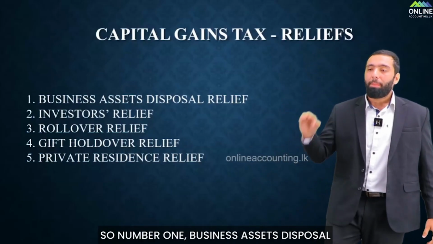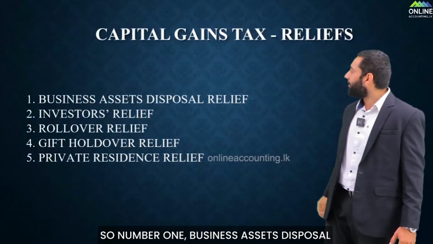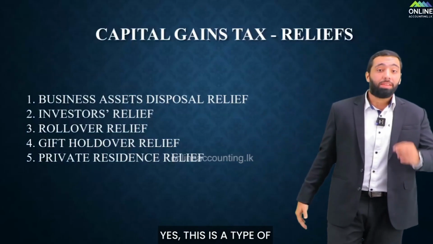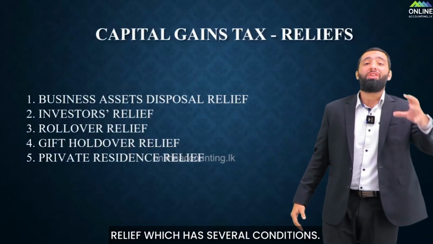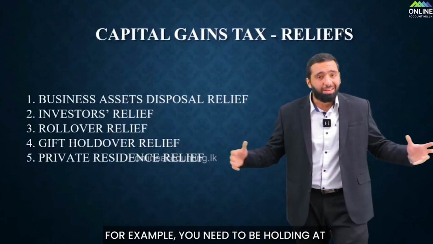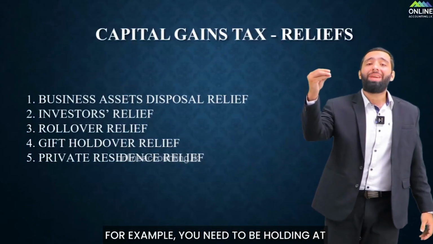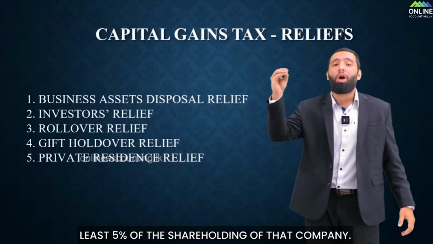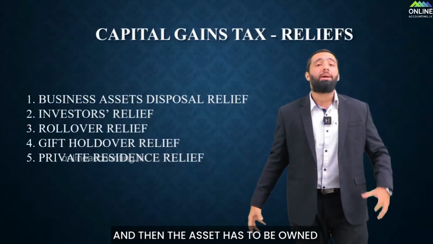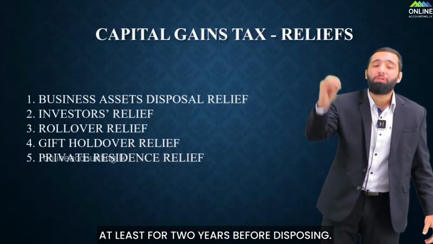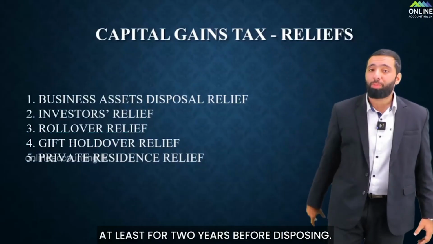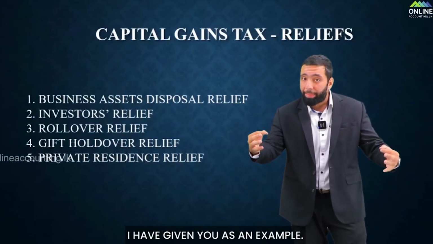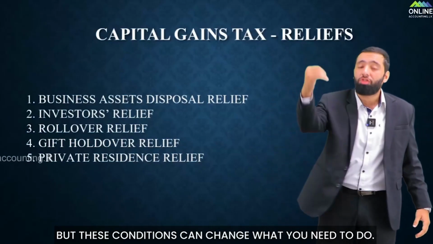So number 1, business assets disposal relief. As you can see, so what is this? Yes, this is a type of relief which has several conditions. For example, you need to be holding at least 5% of the shareholding of that company, and then the asset has to be owned at least for 2 years before disposing. So these are the types of conditions I have given you as an example, but these conditions can change.